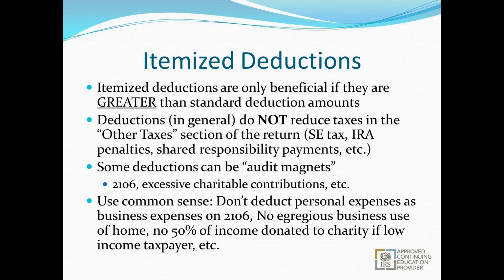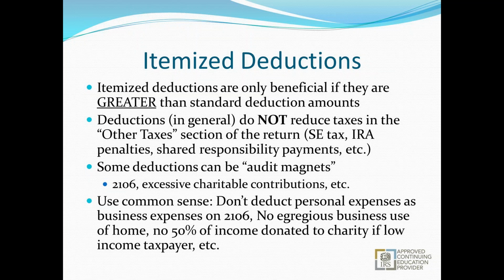Deductions also handle only ordinary income tax. Your taxable income I mentioned earlier is on its separate spot on the back of the form, and it basically stays there, and it handles ordinary income tax. Deductions in general do not reduce taxes in the other taxes section of the return. Your self-employment tax for your Schedule C people, your IRA penalties for taking money out of your 401k early, shared responsibility payments because you got a little bit too much money in premium tax credit and you got to pay it back. None of those things are part of the taxable income. They are added after the fact. Deductions do nothing to them.